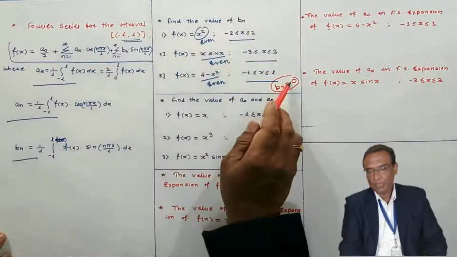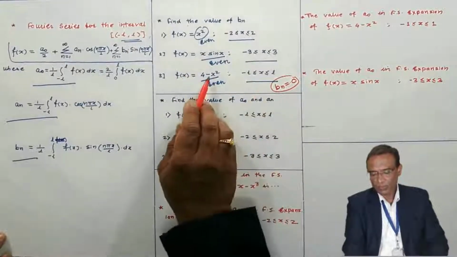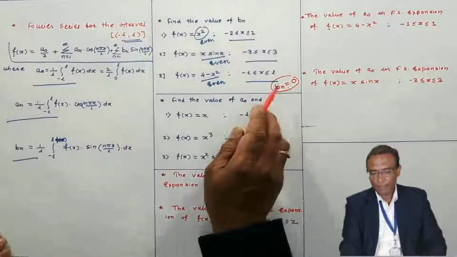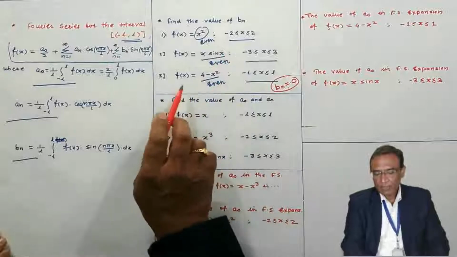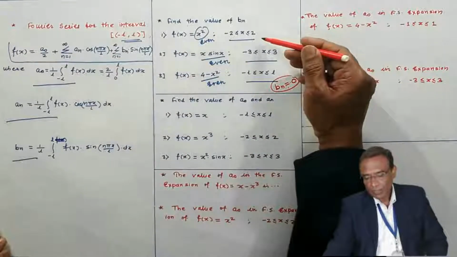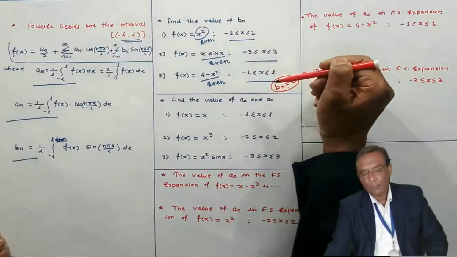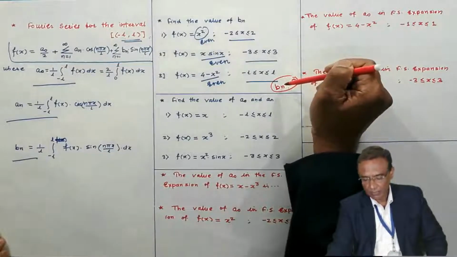For this function bn is 0, for this function bn is 0, for this function bn is 0. Why? Because these are even functions defined on a symmetric-to-0 interval, where bn is 0. Okay, there bn is 0.